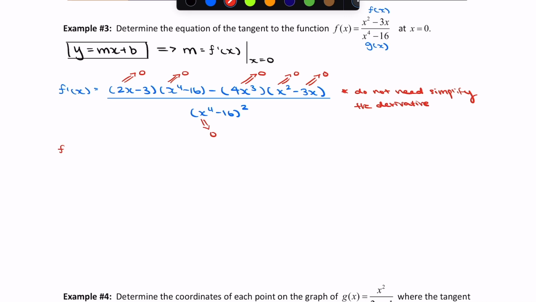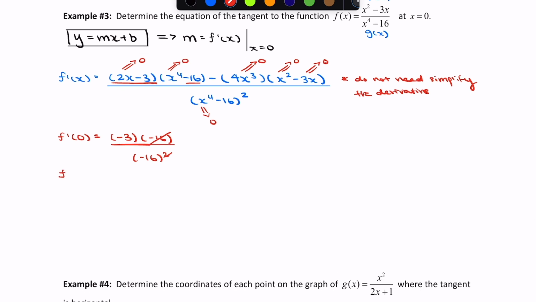So here we're left with f prime 0 is equal to negative 3, which is from this little term, and we also have our negative 16 here as well. So negative 3 times negative 16 over negative 16 squared. We can cancel one of the negative 16s. And we have f prime of 0 is equal to negative 3 over negative 16, which is equal to 3 over 16, which is the slope of our equation.